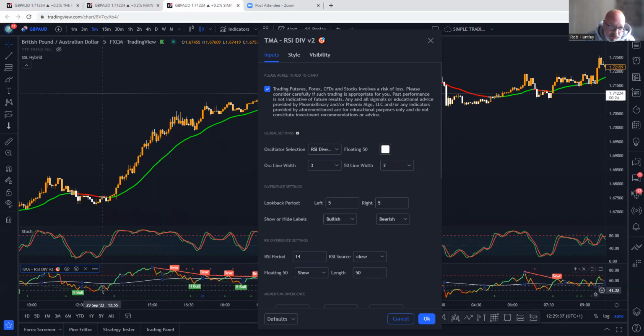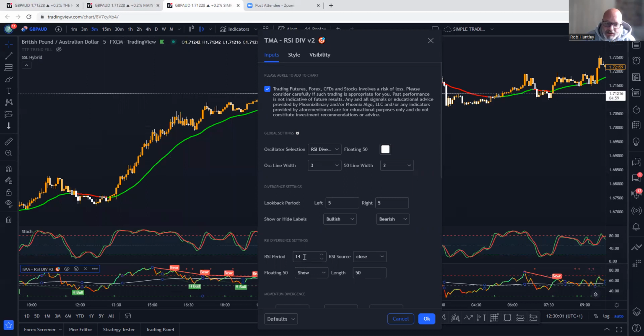So you can see that you've got the color changing one that moves more, and then you've got what's termed as the floating 50 line in white, which still moves, but not as much. And you're looking for when these lines cross. You've then got an upper extreme and a lower extreme and a midline, mid-level point here.